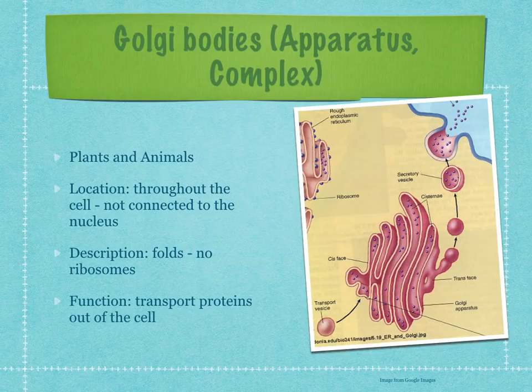Ribosomes make the proteins, ER packages the proteins, and the Golgi bodies, Golgi apparatus, Golgi complex, all the same thing, ship the proteins out of the cell. So ribosomes make them, ER deals with them and packages them within the cell, and then Golgi is the one that actually ships them out.